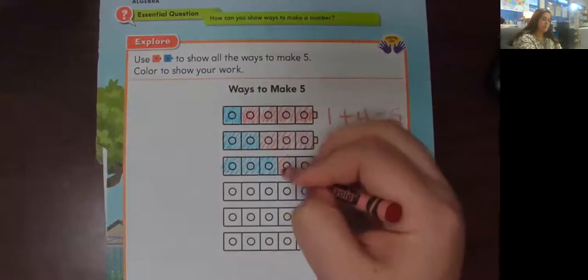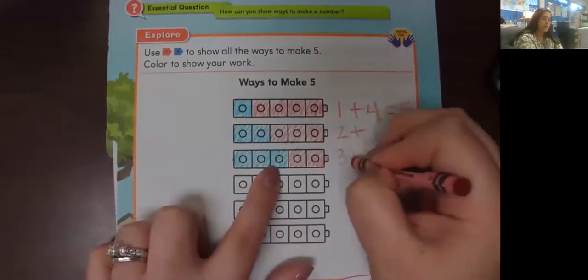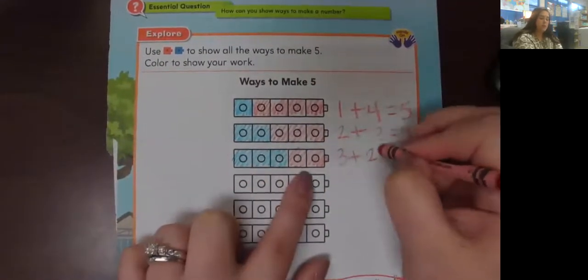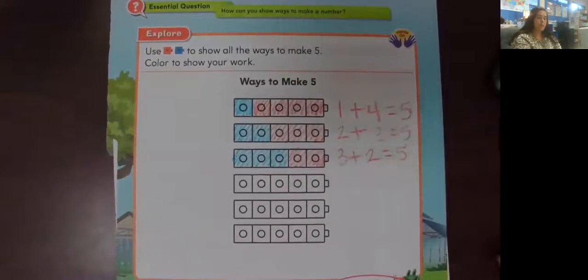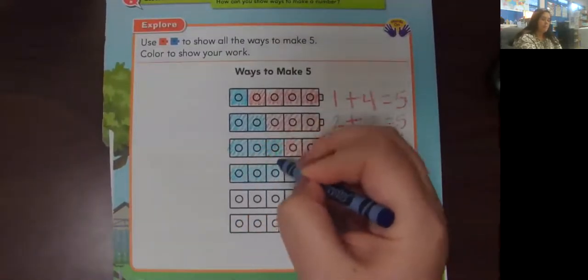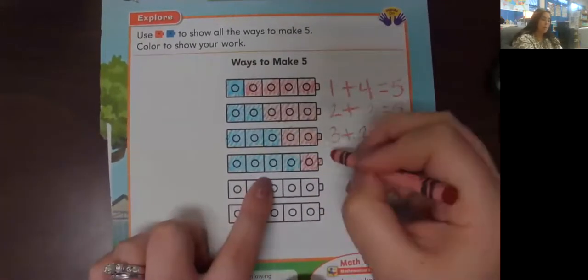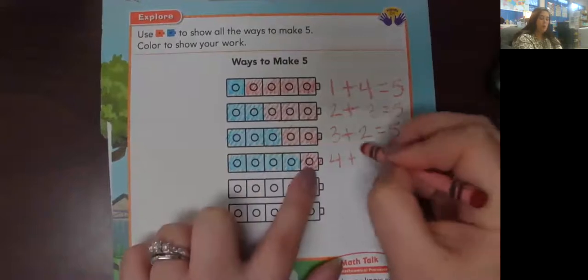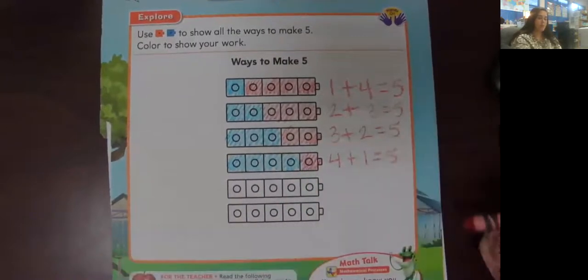Next one, we're going to do 3 blue and the rest red. So now we have 3 plus 2 equals 5. Then we're going to do 4 blue and 1 red. So now we have 4 plus 1 equals 5.